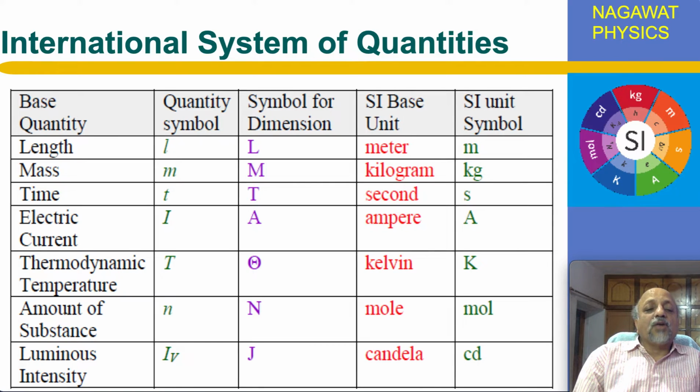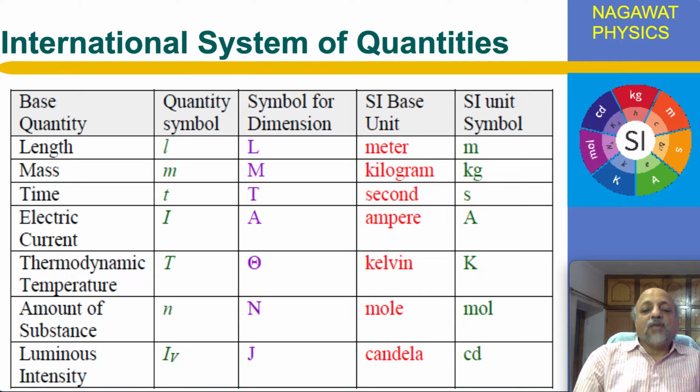Symbol for dimension of thermodynamic temperature is capital theta, a Greek character, and the SI base unit for temperature is Kelvin, and which is represented by the symbol capital K. Capital K will not be used for kg. Remember, in kg the k is small. The capital K is SI unit symbol for the temperature, thermodynamic temperature, which we will define in thermodynamics based on zeroth law of thermodynamics. Amount of substance again would become very important in thermodynamics, and that quantity is expressed by the quantity symbol small italic n, and the symbol for dimension is capital N.